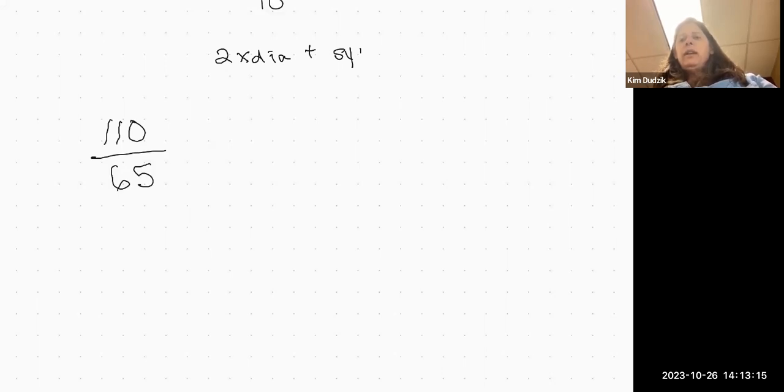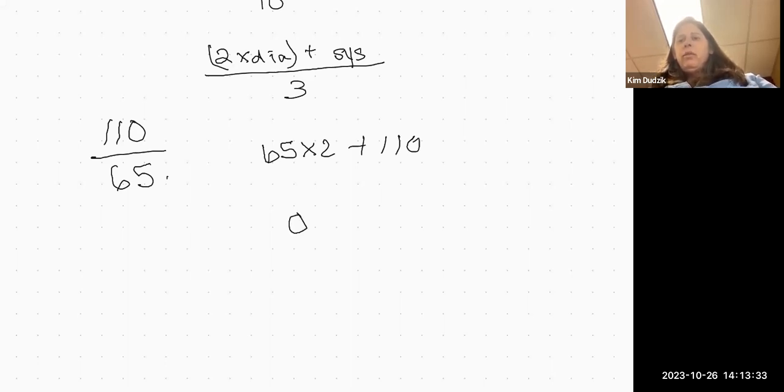So 2 times the diastolic, 2 times 65, and I'm going to add 110 to that. So 2 times 65 is, let's see, 2 times 5 is 10. 2 times 6 is 12, but I carried a 1, so 130 plus 110. Okay, so if I want to, I can just set it up this way. 130 plus 110 is 240. Okay, so now I got to divide that by 3.